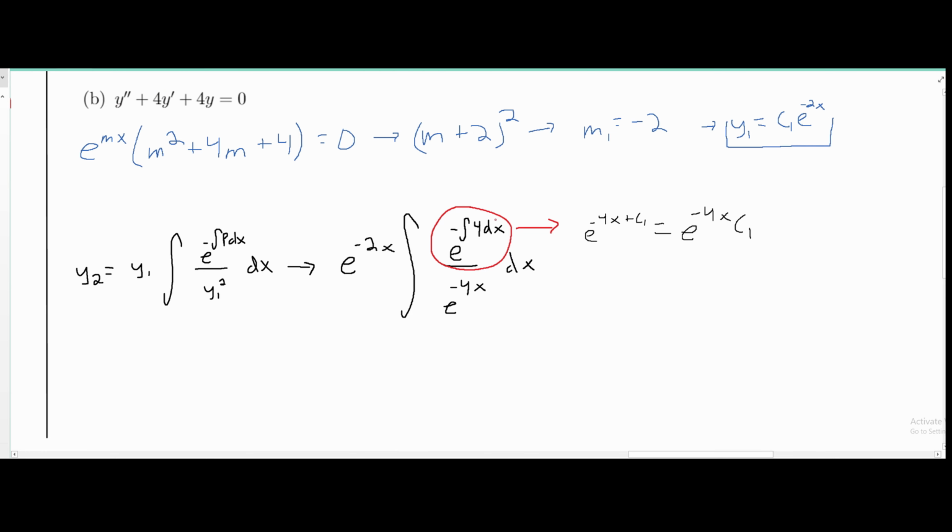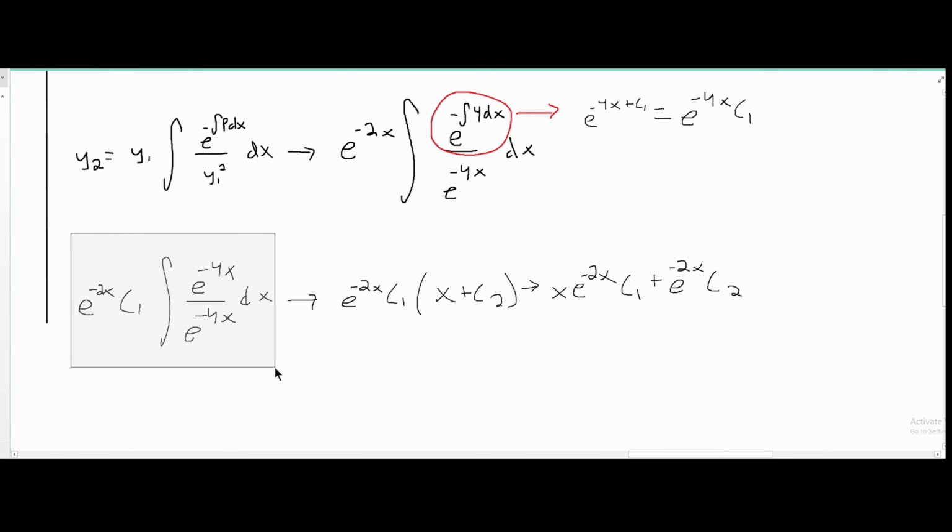After we integrate the top part, we get this. We can bring the c1 down, so it'll be e to the -4x times c1. We can bring this c1 outside of the integral with this e^(-2x) because it is a constant. After we bring out our c1, we're left with this. Our e to the -4x's cancel out, so we will just have a 1. And the integral of 1 is just x plus a constant, which is what we have right here.